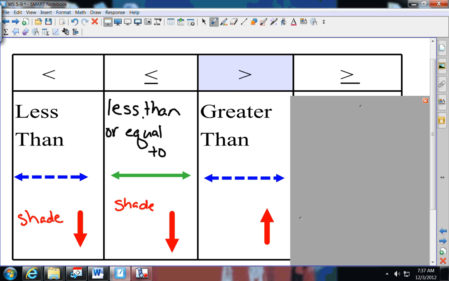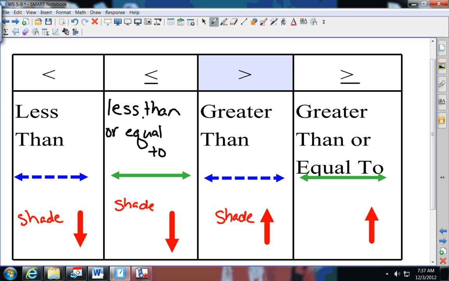The next one is greater than. Notice that we still have a dashed line. This one we're going to shade up. Greater than, we're going to shade up. The last one right there says greater than or equal to. We'll have a solid line, and you're shading up.